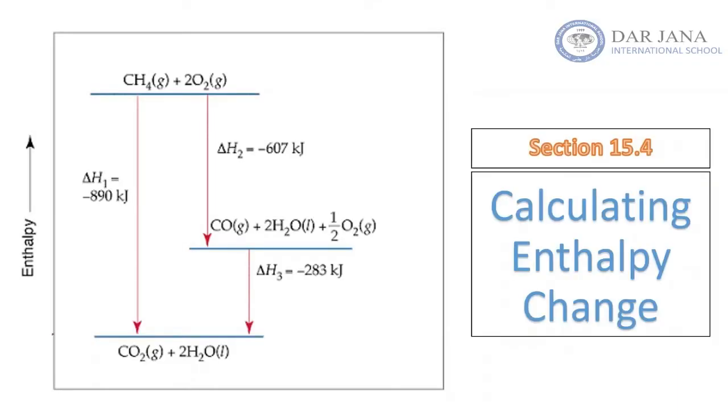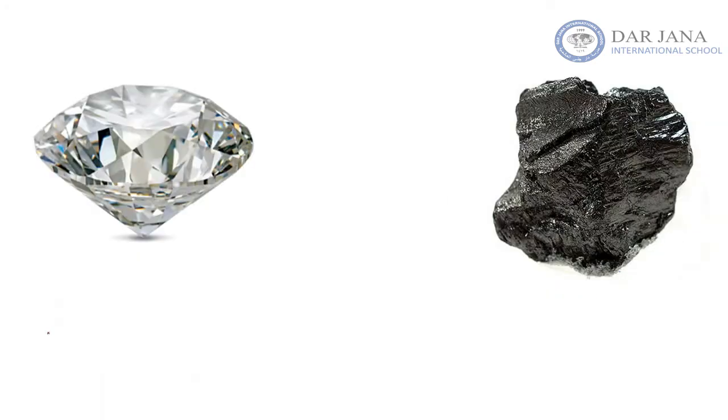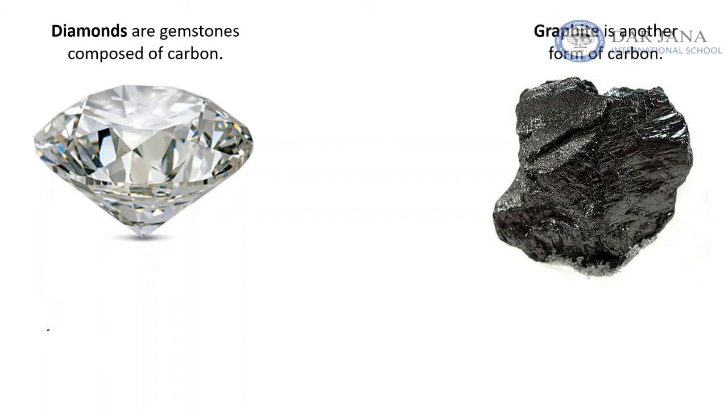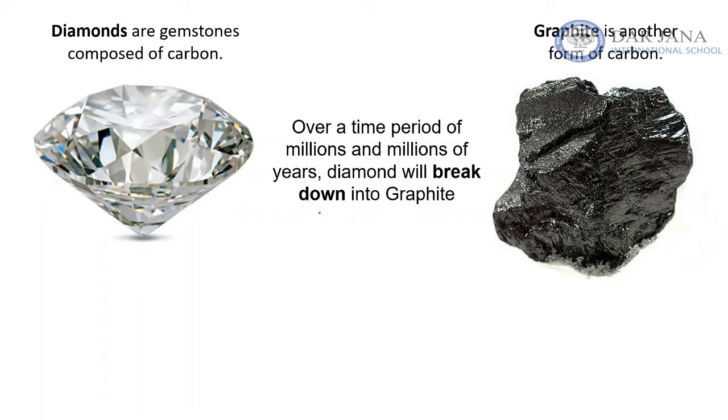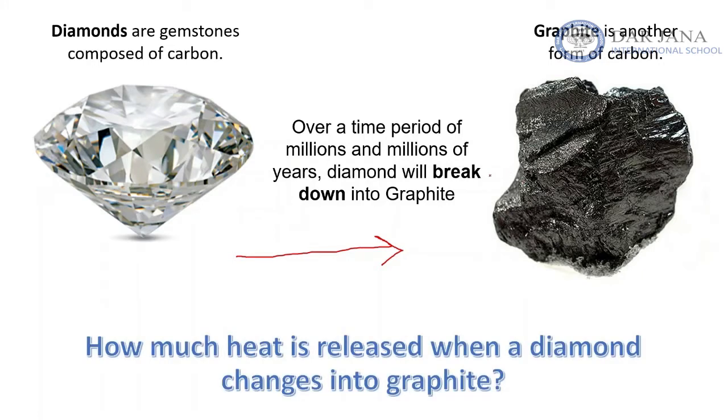Section 15.4, calculating enthalpy change. All of you know that diamond is made up of carbon. The same thing, graphite is also made up of carbon. Diamond, over a time period of millions and millions of years, will break down into graphite. Now, converting diamond into graphite will release energy. How much heat is released when a diamond changes into graphite?